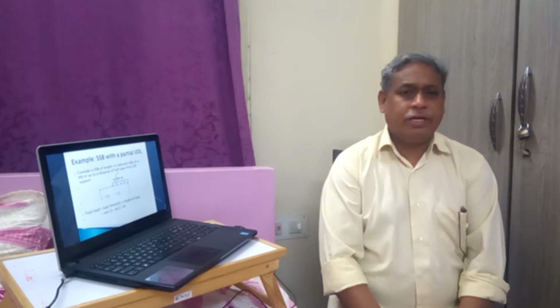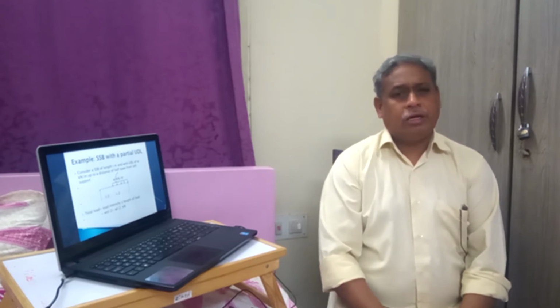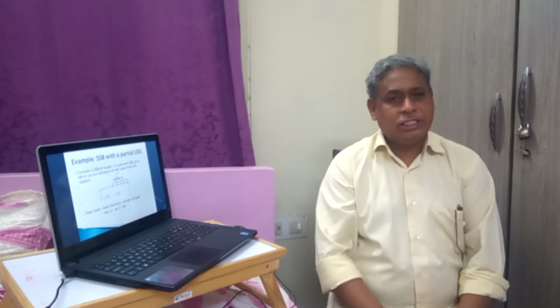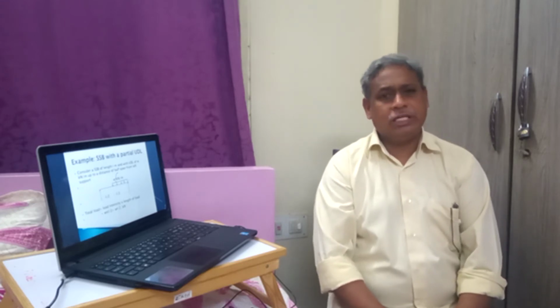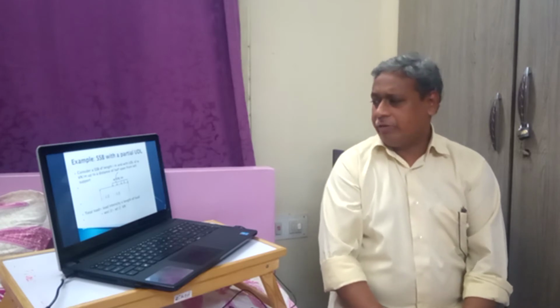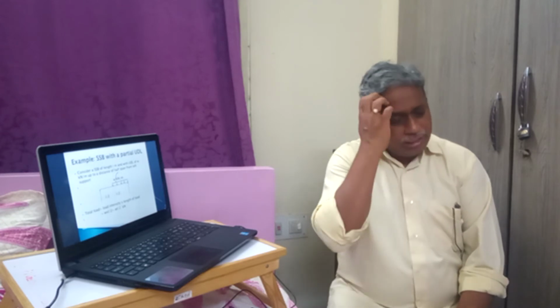So let us consider another example where the load is eccentric. The load is not applied at the center. It is applied away from the middle. That is, it is eccentric loading. So let us take an example of a simply supported beam with a partial UDL. In this case, for the sake of ease, we have taken a UDL which is applied on the right half of the beam.